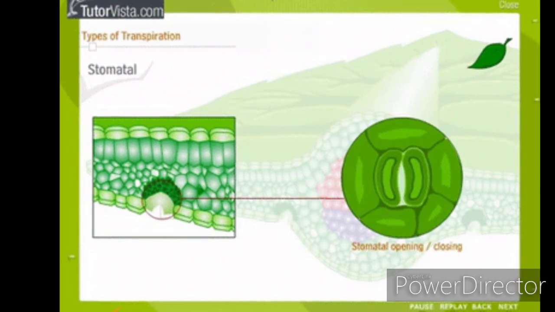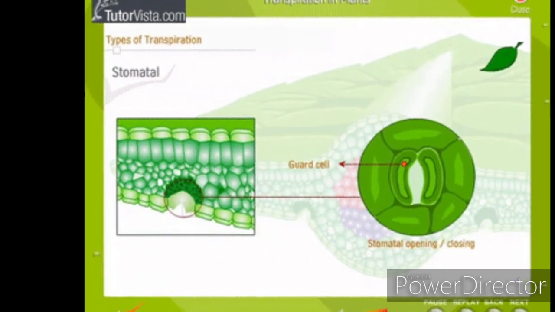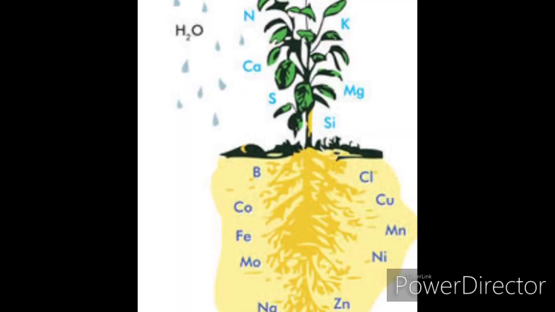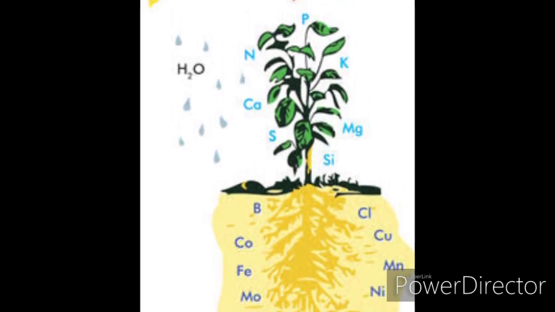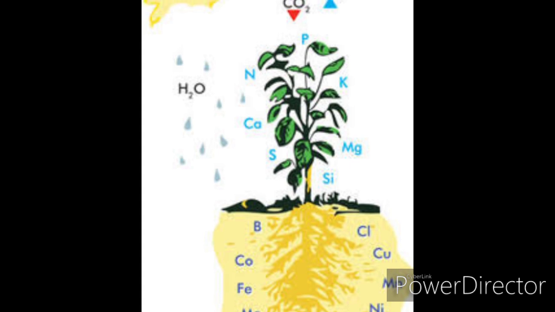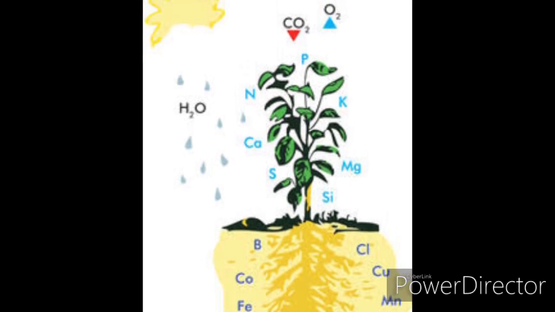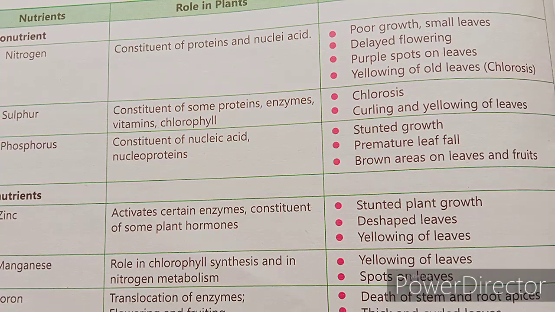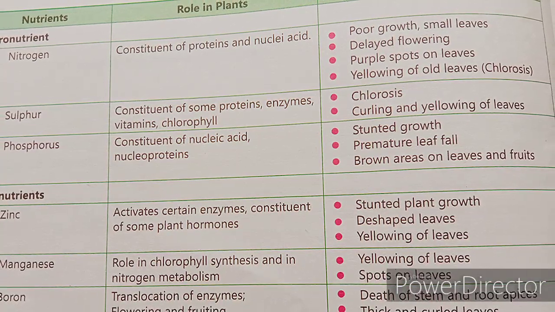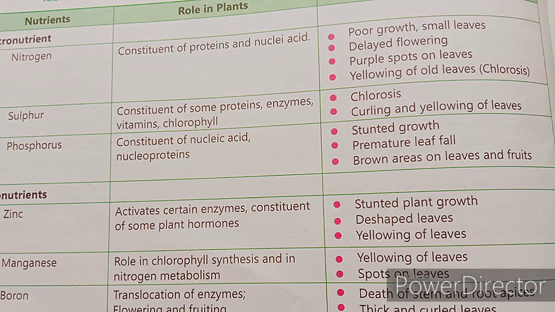So, because they are part of such essential activities in the plant, the deficiency of them also creates a lot of disorders or diseases. That's why I'm giving you this table. So here what we see, the macronutrients and micronutrients are listed.